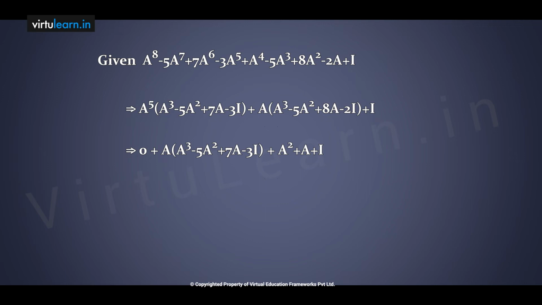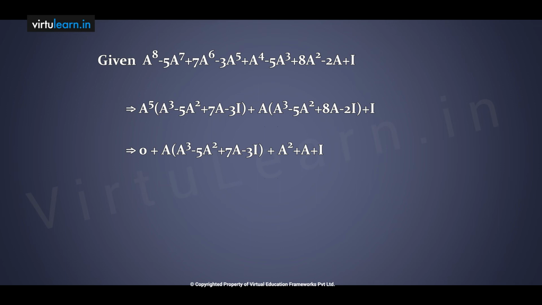from the first few terms, A power 5 is common: A power 5 into (A cube minus 5A square plus 7A minus 3I). From A power 8, A power 5 is common, means A cube. Here minus 5A square; 7A power 6 means A power 5 has gone, 7A; minus 3 only means minus 3I. Plus, from the next few terms I am taking A common. From A power 4, A is common, means the remaining terms are A cube minus 5A square plus 8A minus 2, means minus 2I plus I.